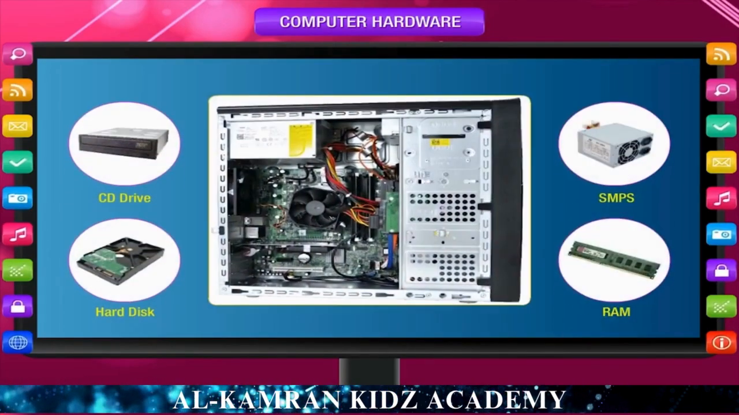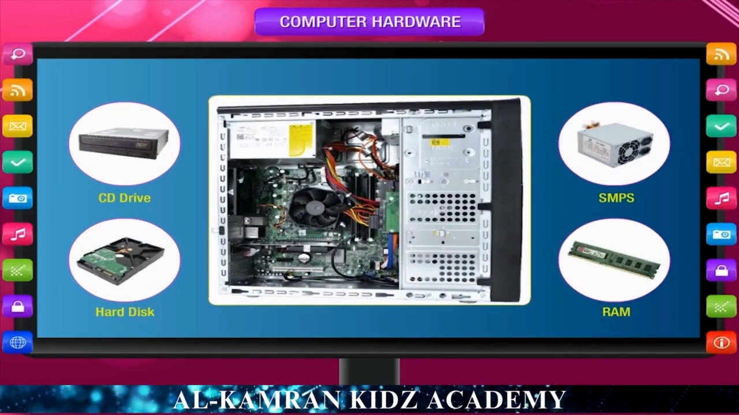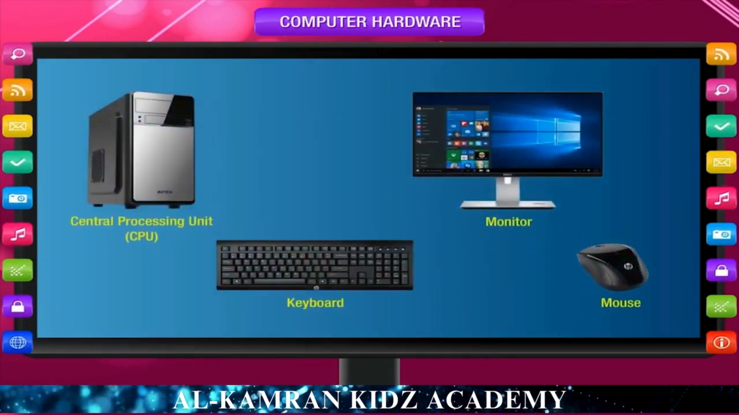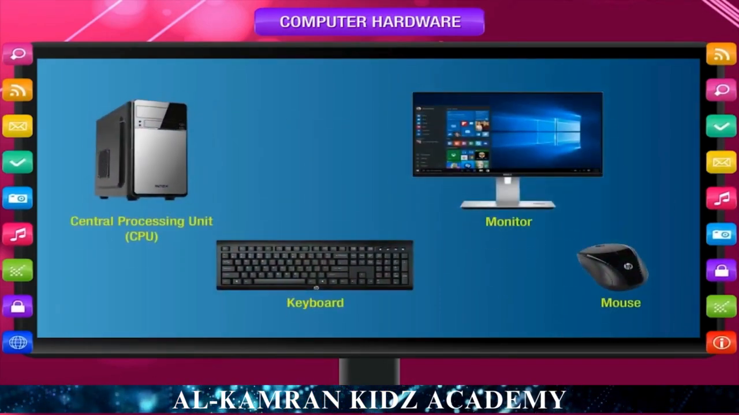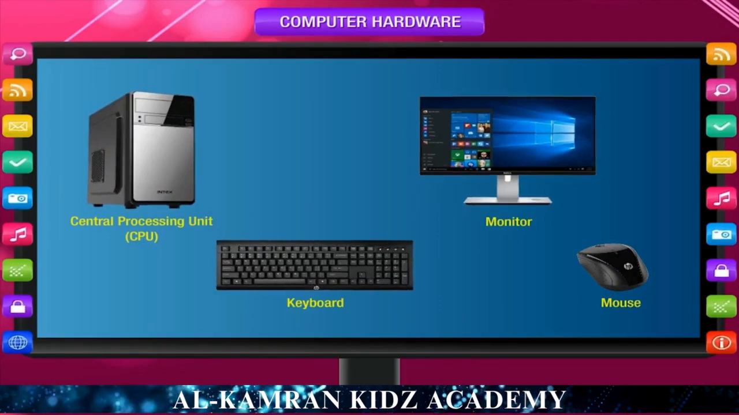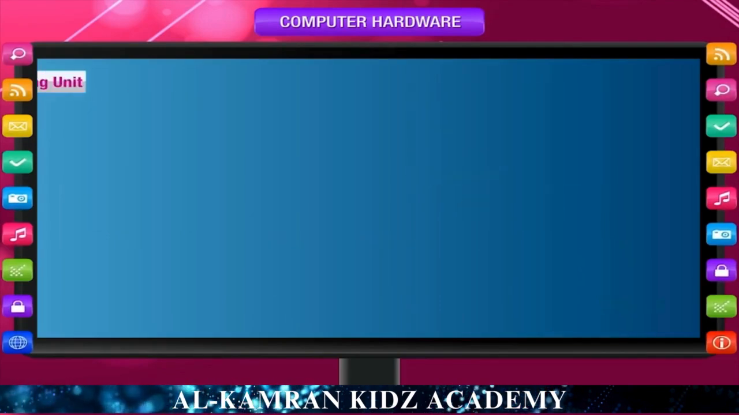Many parts are connected to the Central Processing Unit (CPU) through wires or cables. The important parts of a computer system are as follows: Central Processing Unit (CPU), keyboard, monitor, mouse.